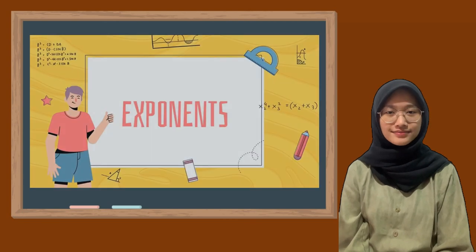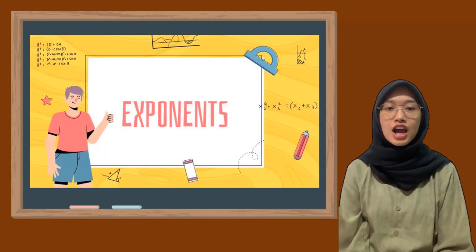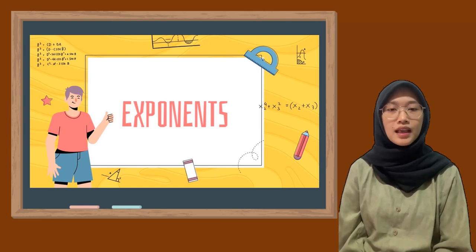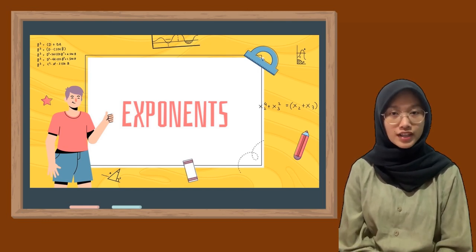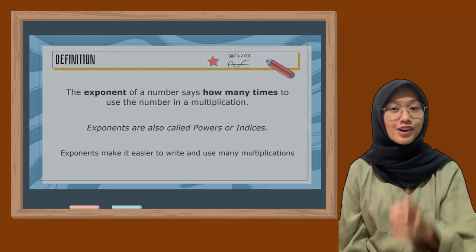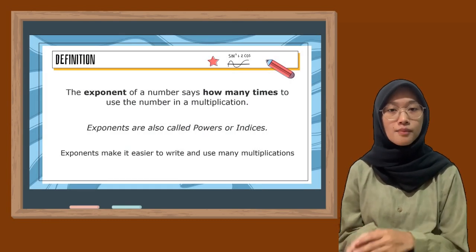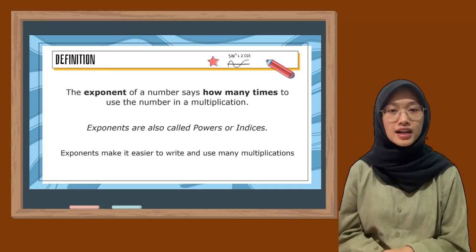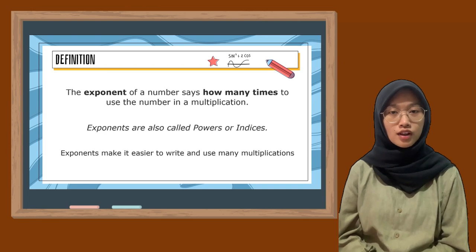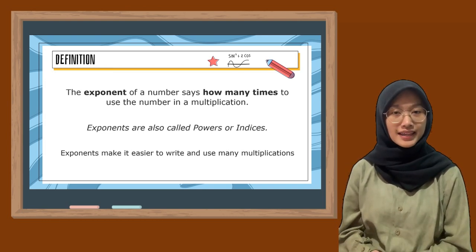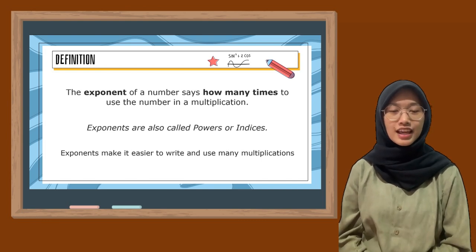Exponent, right? Okay, first we will learn about the definition of exponent. Do you know about definition of exponent? Right, the exponent of the number says how many times to use the number in multiplication. Exponent are also called power or indices. Exponent make it easier to write and use many multiplication.